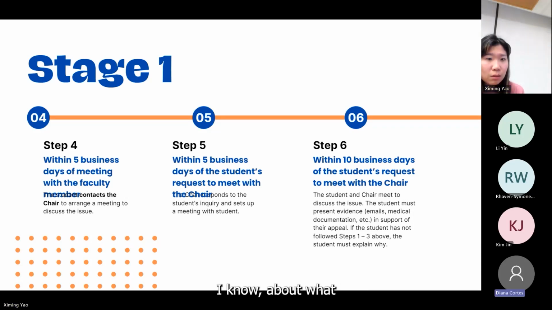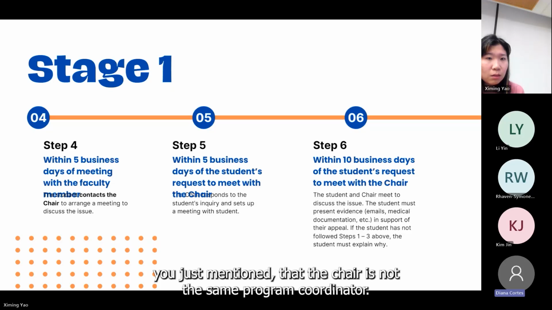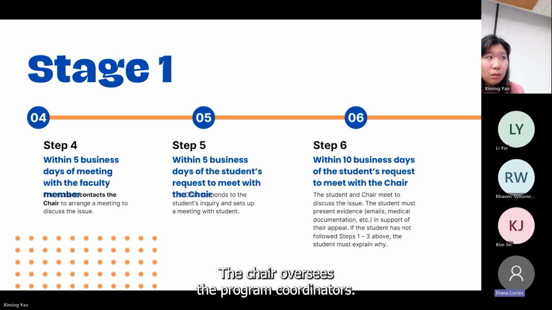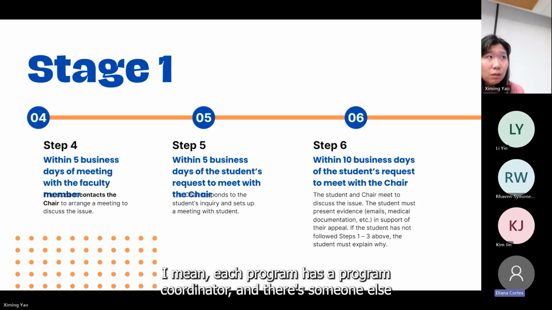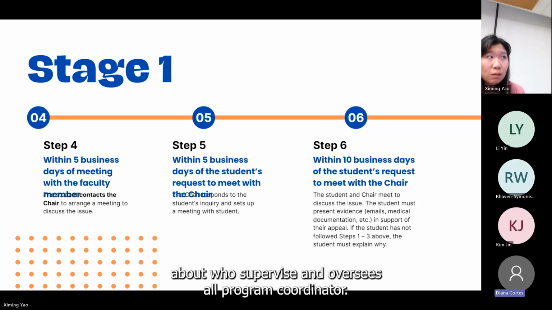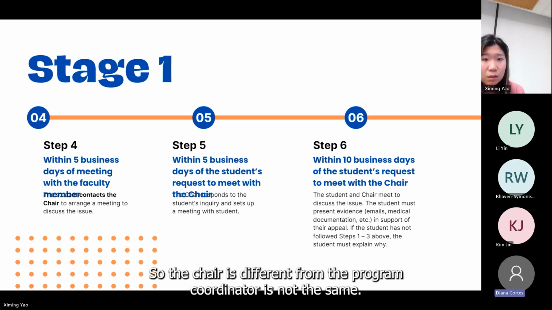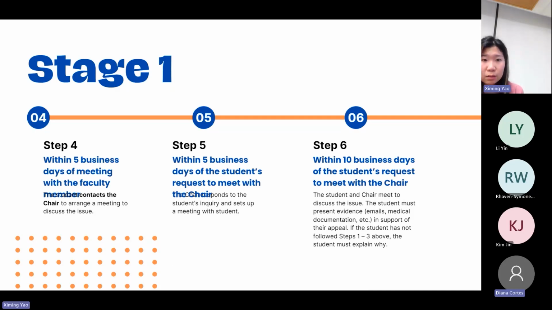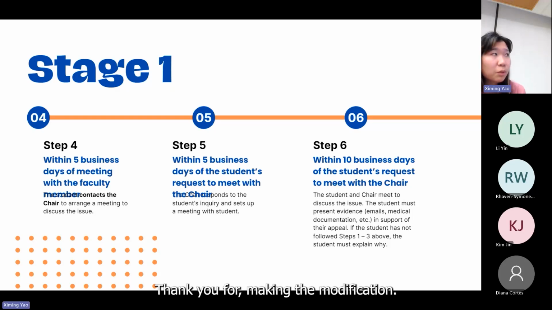And about what you just mentioned, the chair is not the same as the program coordinator. The chair oversees the program coordinators. Each program has a program coordinator, and there's someone else above who supervises and oversees all program coordinators. So the chair is different from the program coordinator. It's not the same. Just to clarify that. Okay, thank you for making the modification.